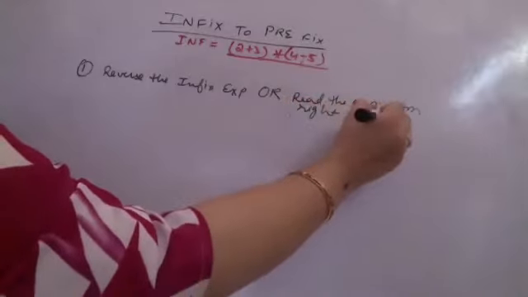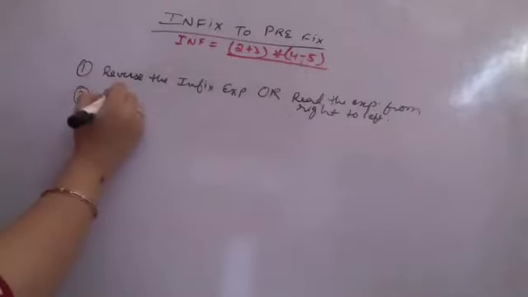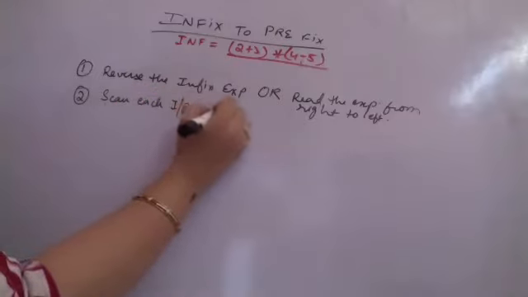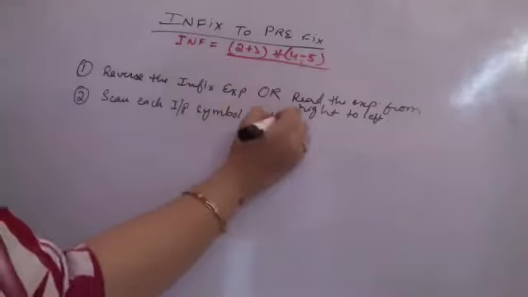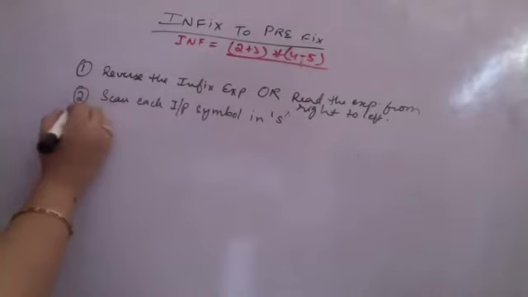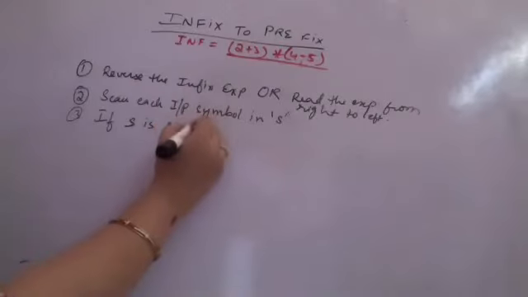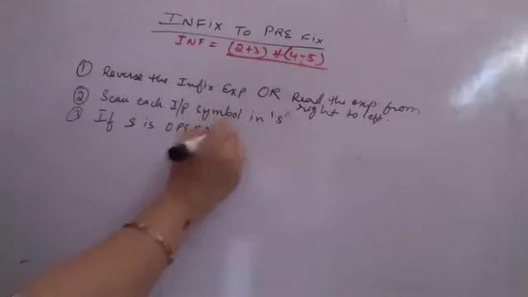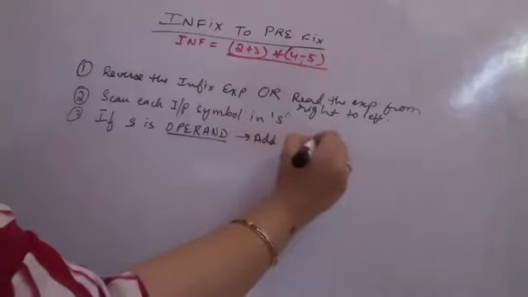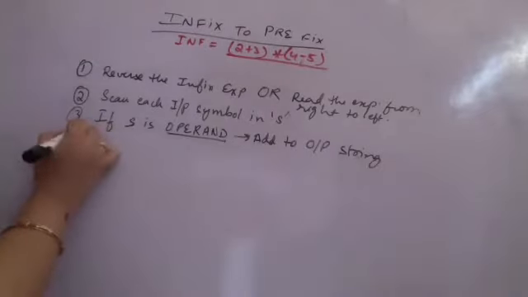After doing this, what do you have to do? You have to scan one symbol by one symbol, every symbol. So scan each input symbol in some S. Supposedly I am saving one symbol. Now you have to check what S is. Again the switch will happen. So if S is an operand, meaning 2, 3, 4, 5, just add it to the output string as it is.